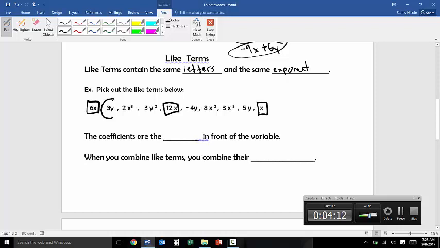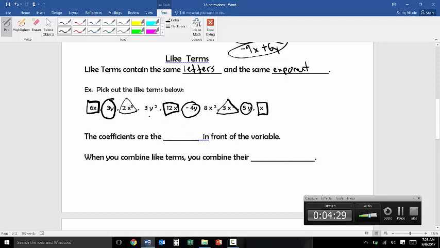Let's circle the y term. So nope, it's y squared. Oh, here's a y term. And here's a y term. And maybe we'll draw a triangle around the x cubed term. So a triangle, oh, here's an x cubed term.